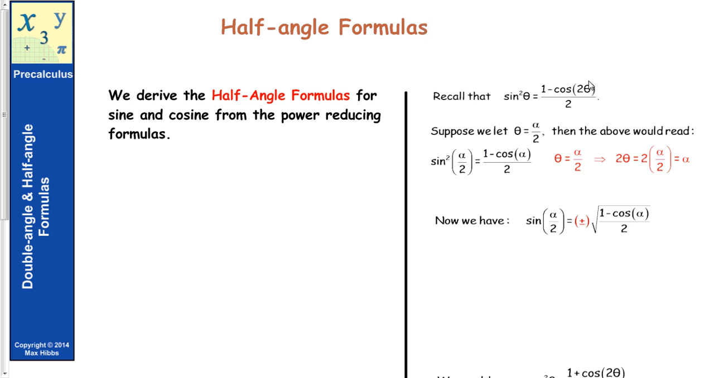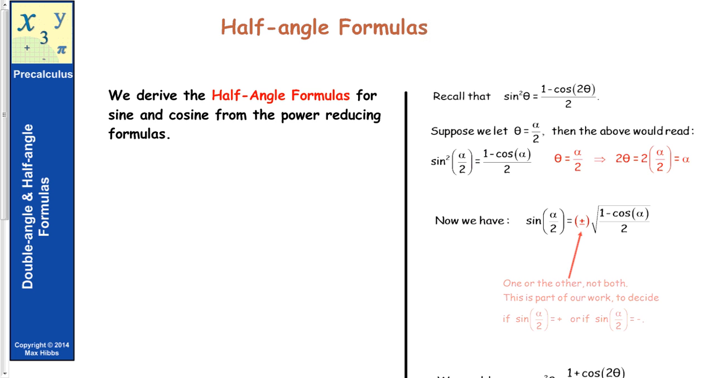So the issue is that the angle that we have here with cosine is double the angle we have here. If we have alpha over 2 in this position, then double that would be alpha in this position. So now we have a formula: sine squared alpha over 2 is equal to the fraction 1 minus cosine alpha divided by 2. So sine of alpha over 2 must be plus or minus the square root of 1 minus cosine alpha over 2. Now this is a big deal.